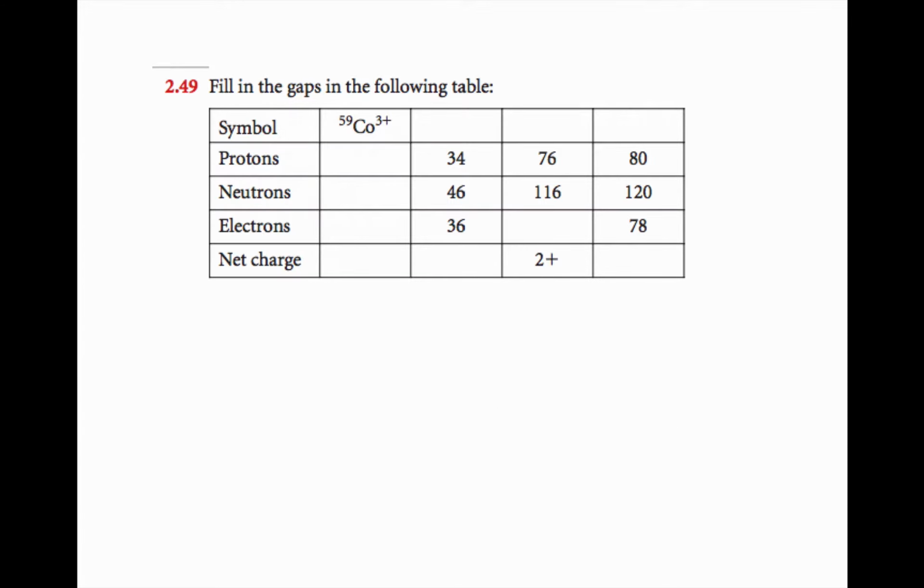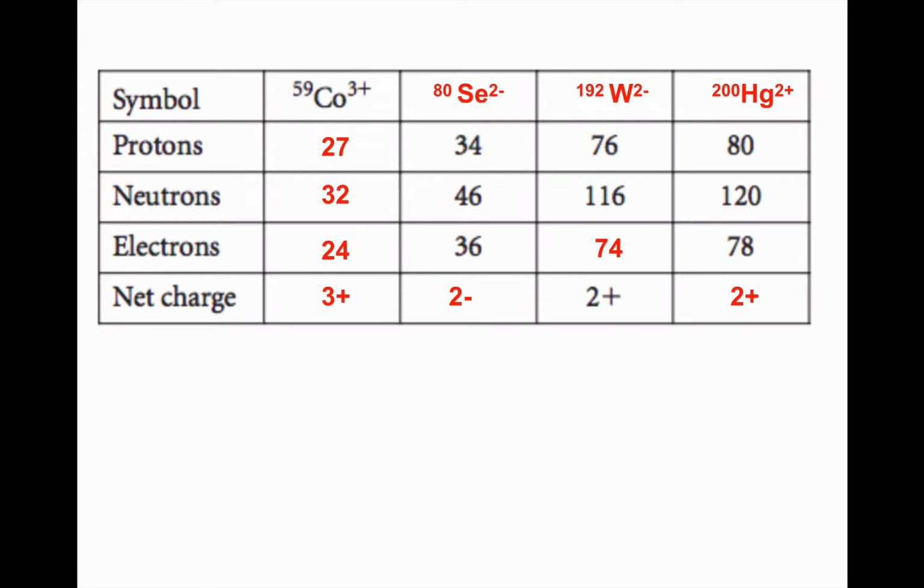All right, so fill in the gaps in the table. We did this before, except this time we've got cations and anions, right? Atoms with a charge. So we've got cobalt 59 with a +3 charge. Cobalt is number 27 on the chart. The fact that it's cobalt 59 means that you must have 32 neutrons.